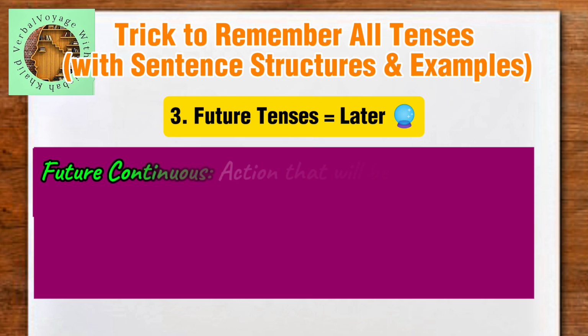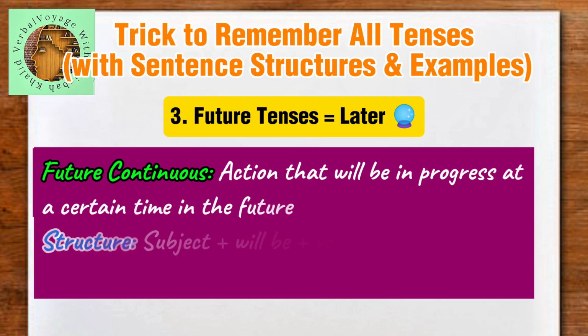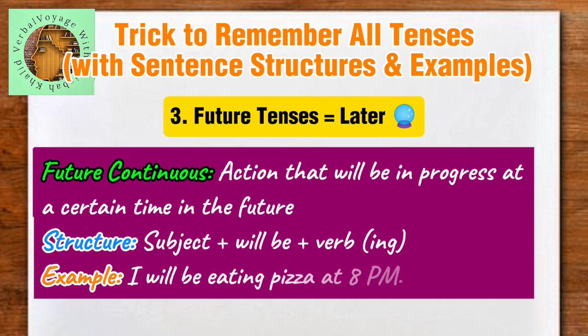Future continuous. Future continuous is used for an action that will be in progress at a certain time in the future. Structure of future continuous is subject plus will be plus verb ing. For example, I will be eating pizza at 8 p.m.